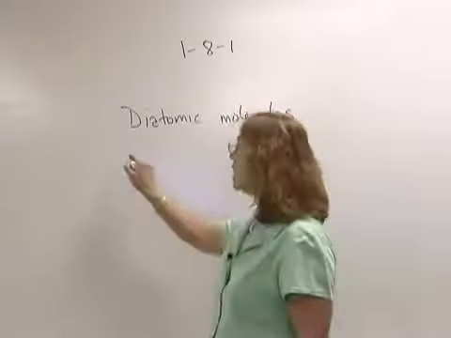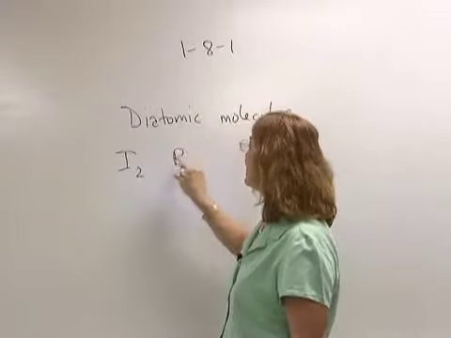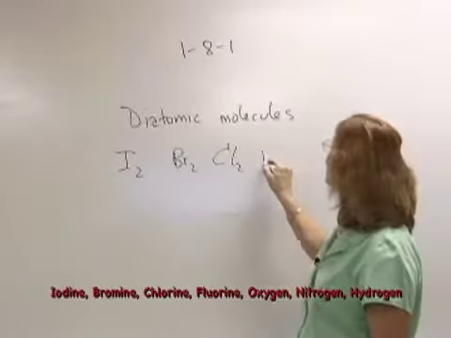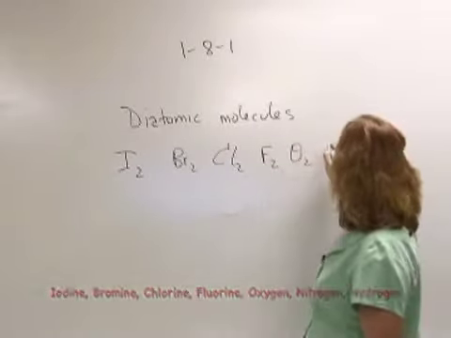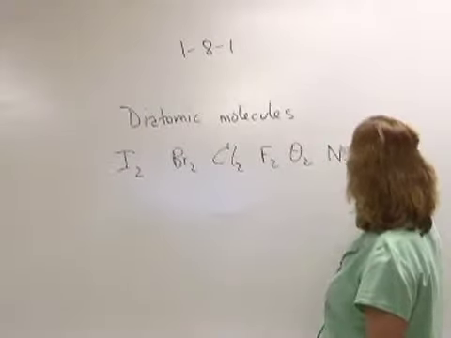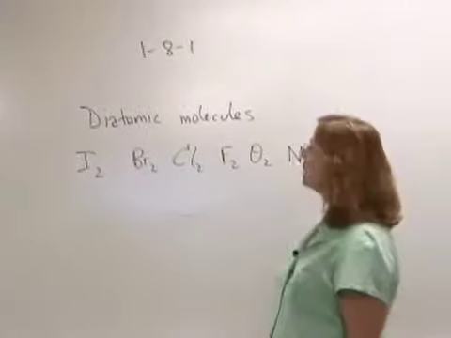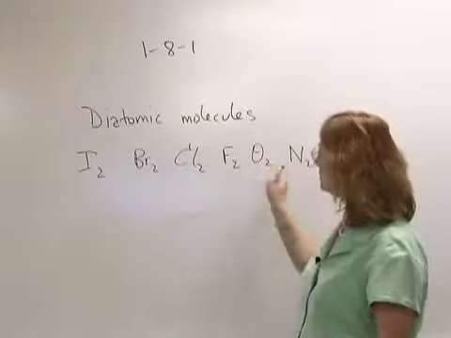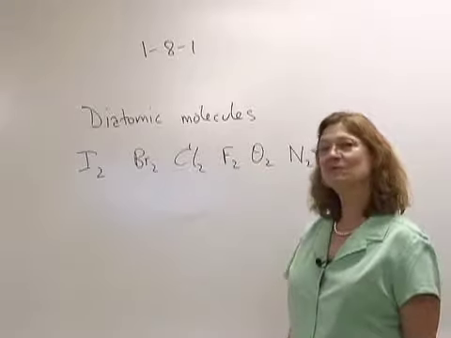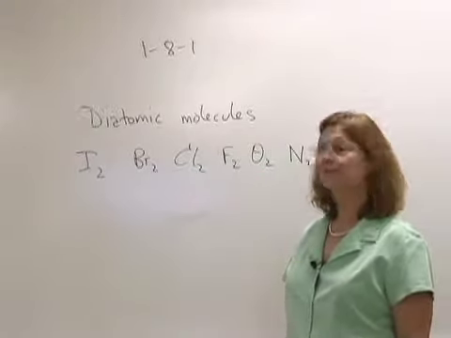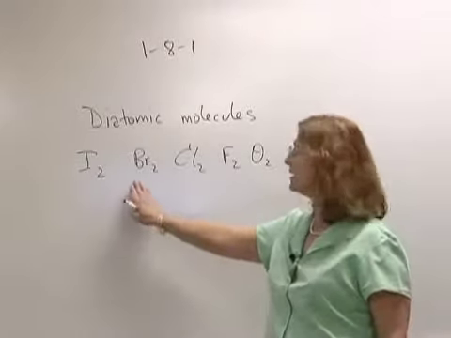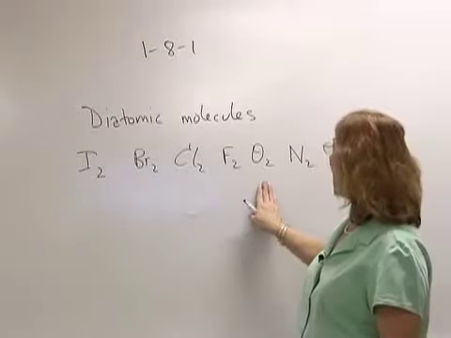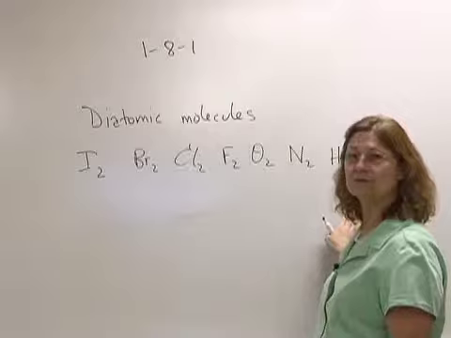Now, they are iodine, bromine, chlorine, fluorine, oxygen, nitrogen, and hydrogen. Now, the important thing about these is when they're by themselves, they always combine with one. Now, I have a little simple sentence for you to remember which ones they are. I bring, or brought if you prefer, clay for our new house.